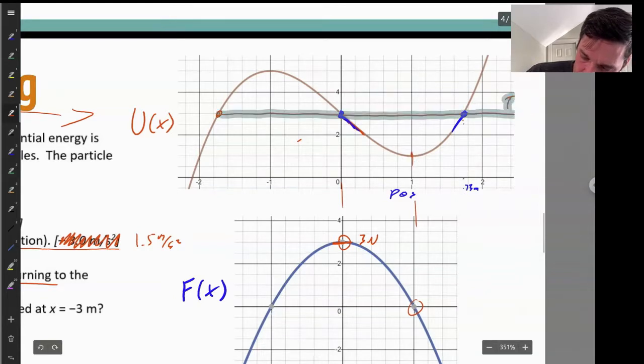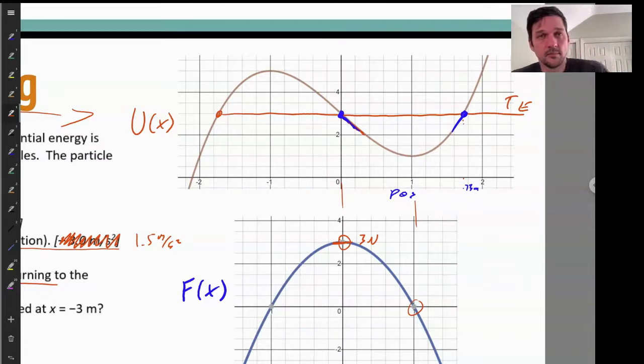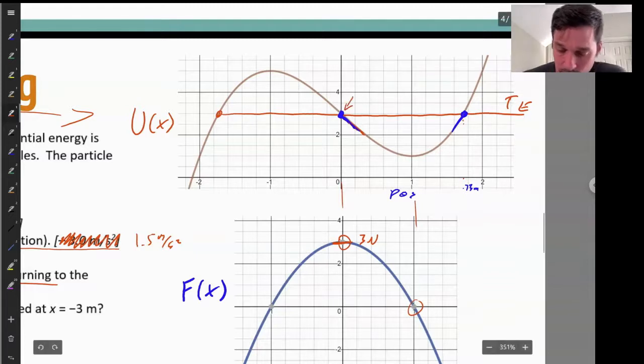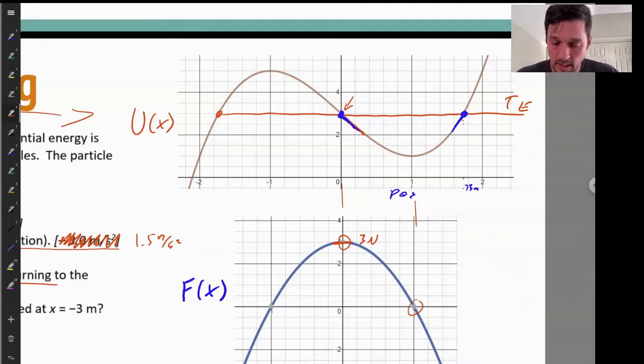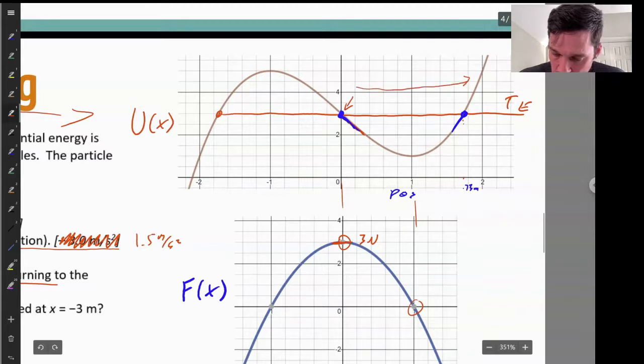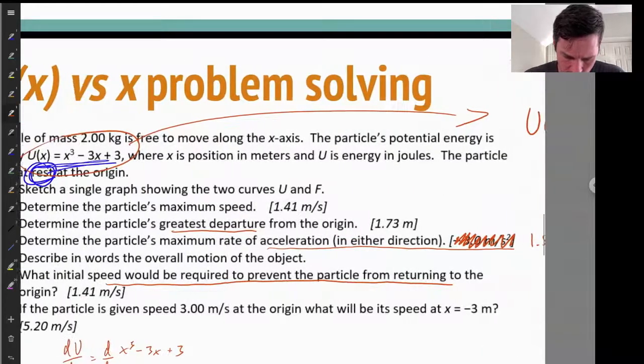Basically, what we're saying now is we're going to give it some kinetic energy, or allow it to have some kinetic energy, which is to say the total energy at this point is not exclusively potential. Basically, what that means is we want to know how much energy it's going to need. If we let it move to the right and gave it some kinetic energy, it would go this way. But you might notice that that graph really just continues up to infinity in a positive direction. So what was the question? Prevent the particle from returning to the origin. Right.